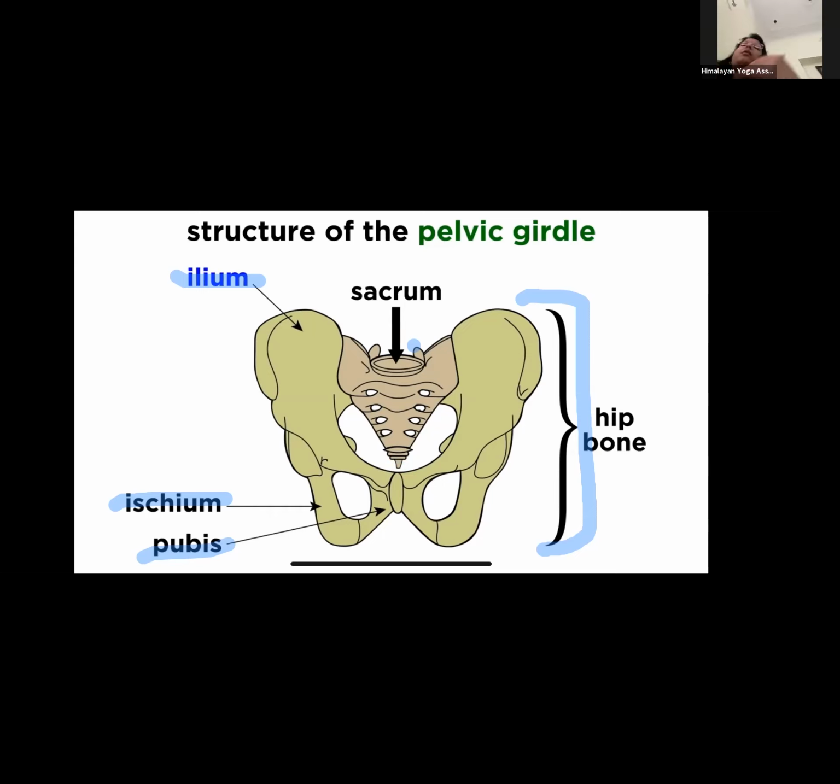But the sacrum is a part of the vertebral column and this hip bone is pelvic girdle, and it will be connecting the legs to the rest of the body. Okay, so I think everything is clear in this structure. We have studied the pectoral girdle, the shoulder joint, and we have studied the pelvic girdle too. Now let's share with you the arms.